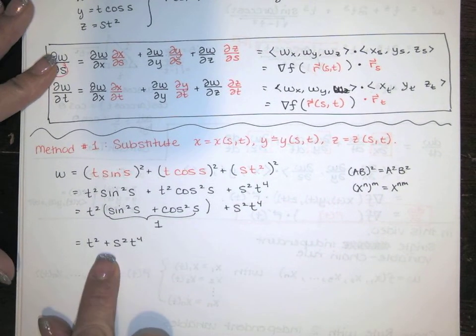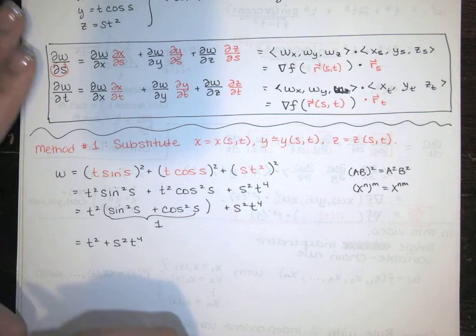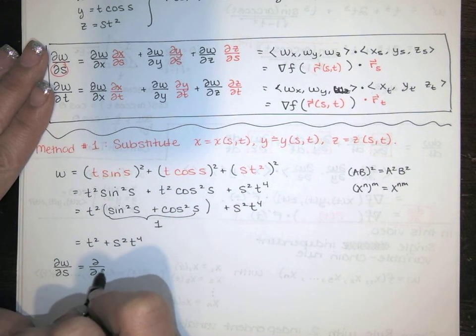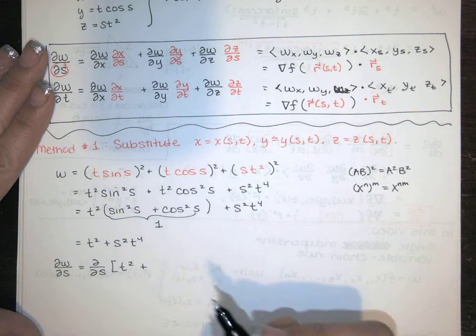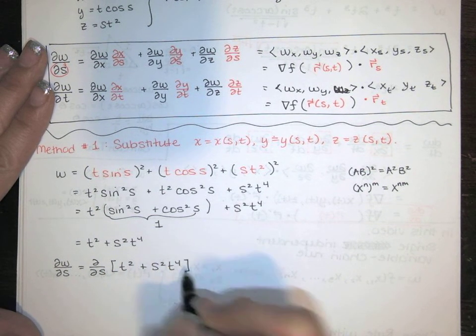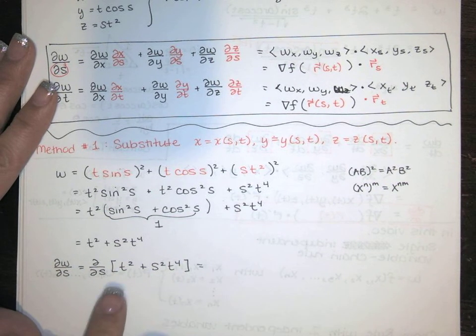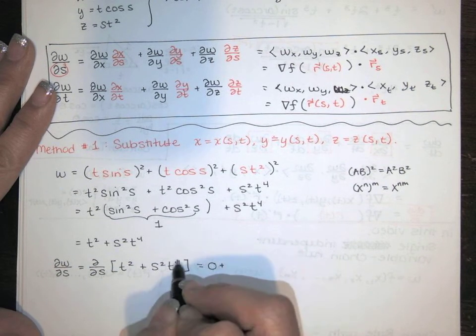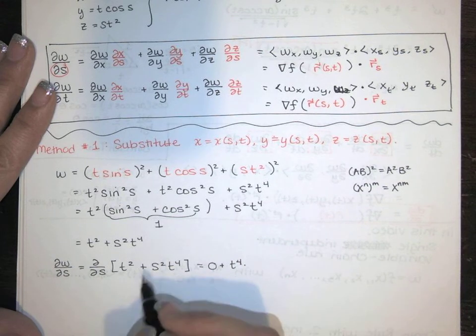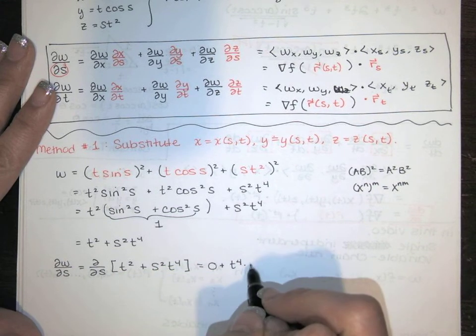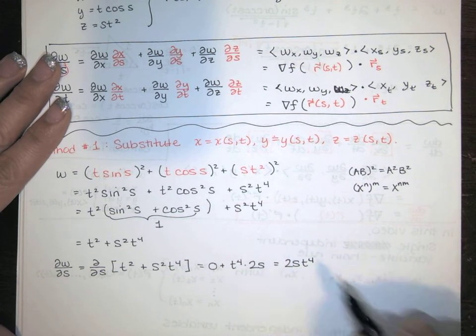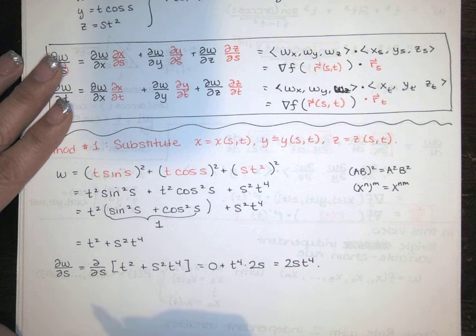All right, now that's pretty simple. I can take its derivatives with respect to s and t, and it'll be very easy to compute. So I'm taking the derivative with respect to s of t squared plus s squared times t to the fourth. There are no s's here. The derivative of a constant with respect to s is just 0, so that's gone. Here t to the fourth is a constant, so I can bring it down, and I multiply by the derivative of s squared with respect to s. So I get 2s times t to the fourth. That's my partial of w with respect to s.